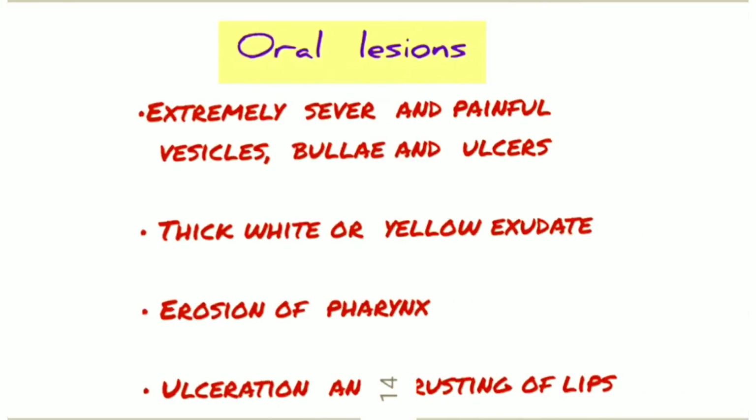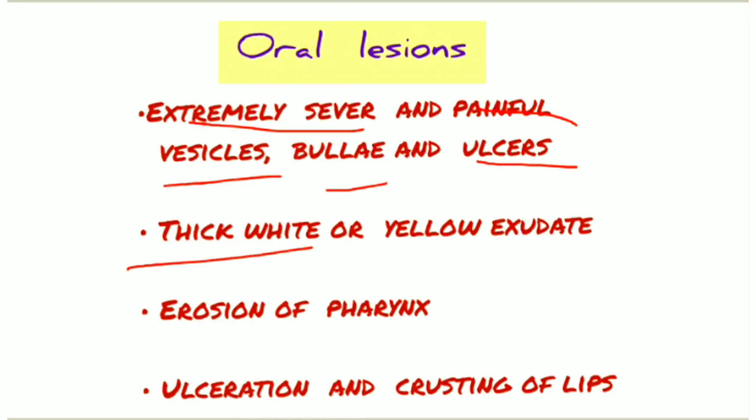So now let us see the oral manifestation. When we talk about oral lesions, they are extremely severe and painful, vesicles, bullae and ulcers are usually seen, and usually thick white or yellow exudate is coming out from these lesions, and erosion of the pharynx is also seen, ulceration and crusting of the lip is seen.